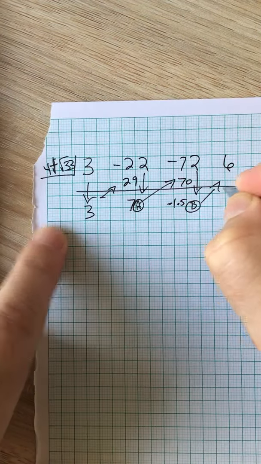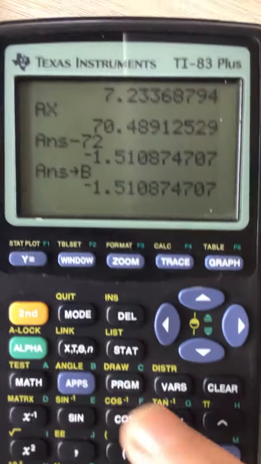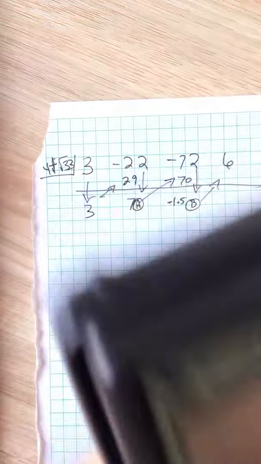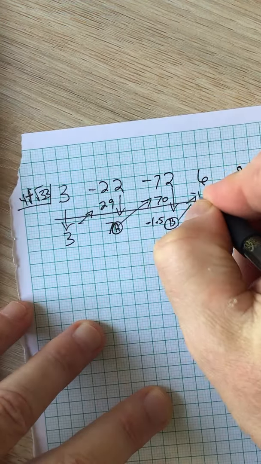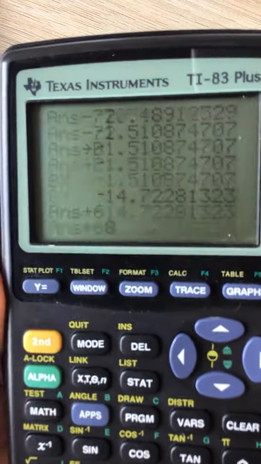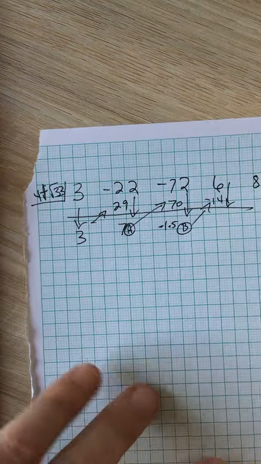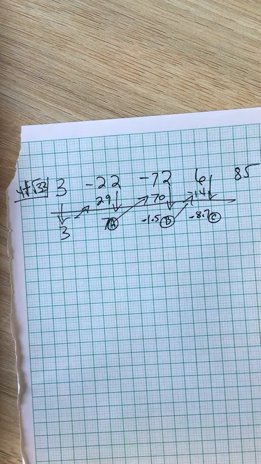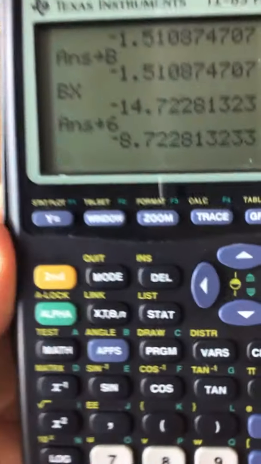Now to get up here, I need B times X. Okay, so I'm going to say B times X. B times X is negative 14-ish. And then I'll add 6 to that to get down there. So I'll add 6. Gives me about negative 8.7. But I need that exactly later on, so I'm going to store that one in C.